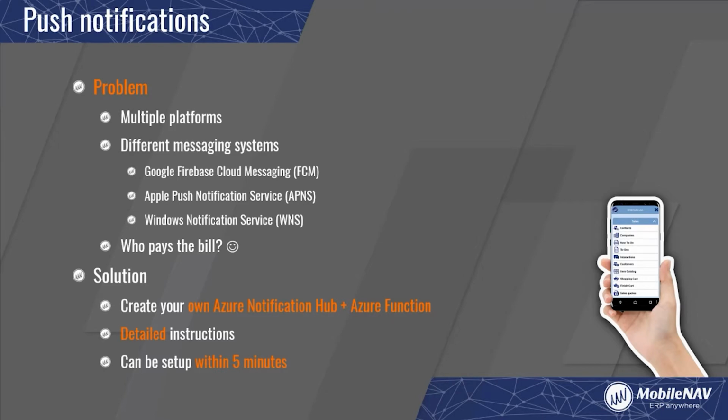So, of course, as you know, MobileNAV is running on different mobile platforms like Android, iOS, Windows CE, Windows 10, etc. So we have many different platforms, and for each platform there are messaging systems. There is one for Google, one for Apple, and also for Windows. But we need a very easy solution which handles all of them in one go.